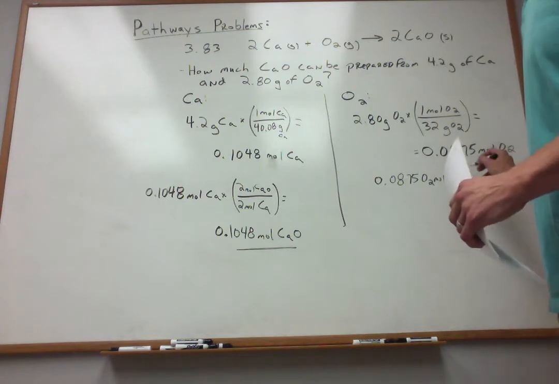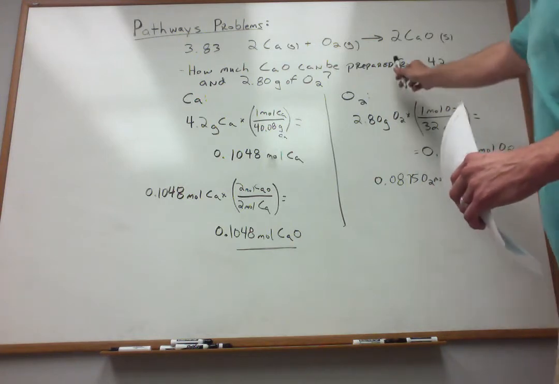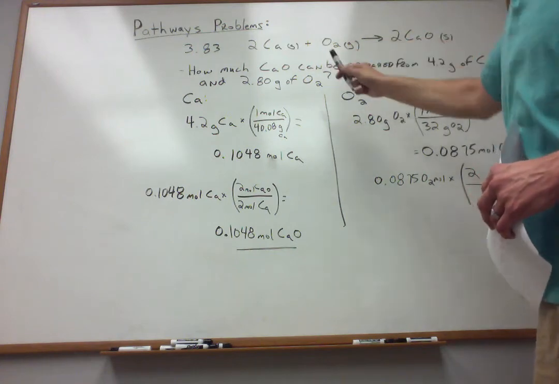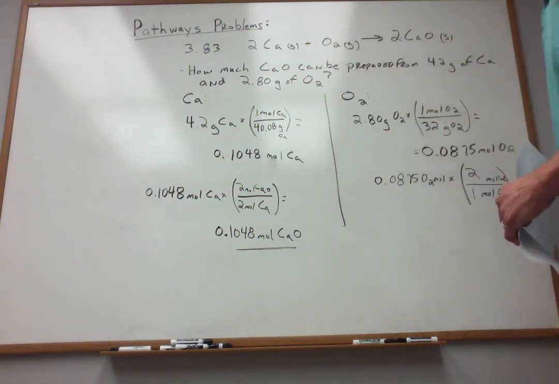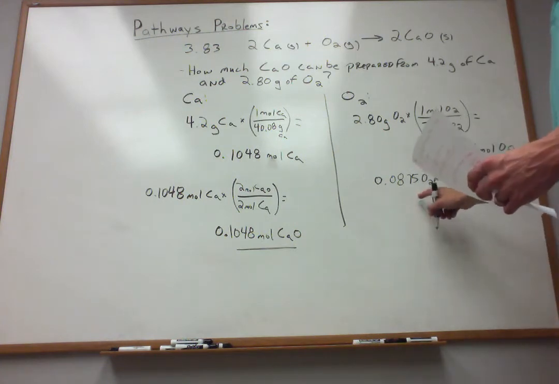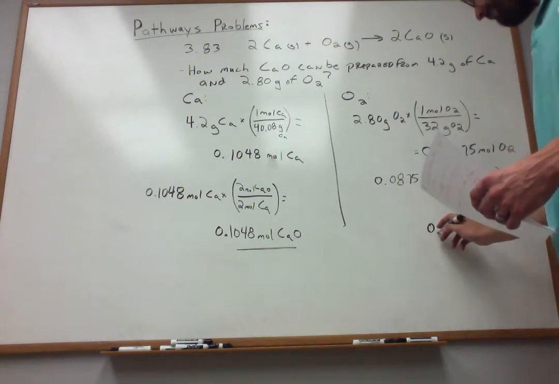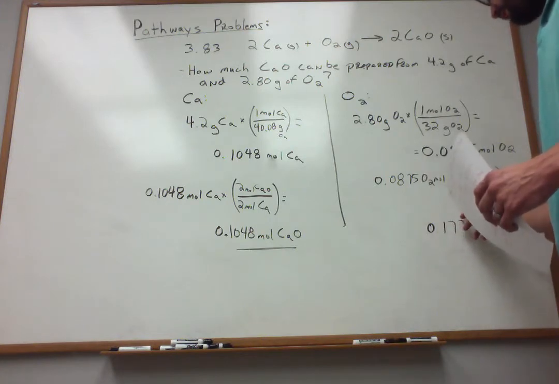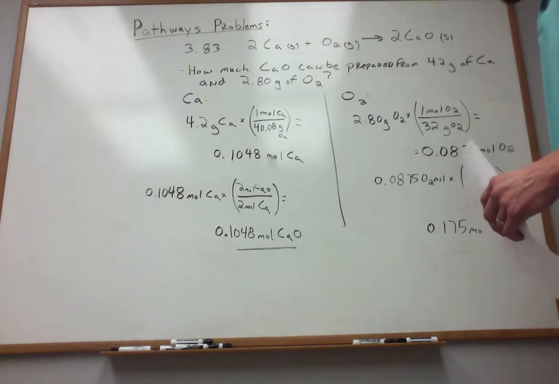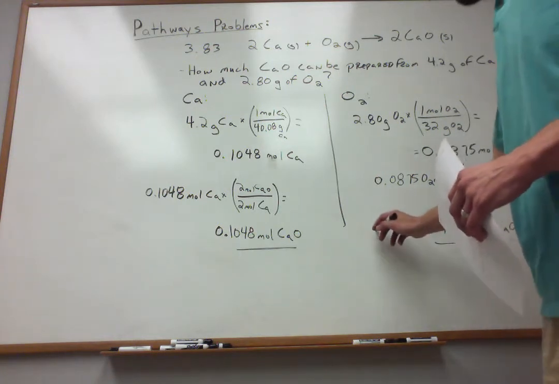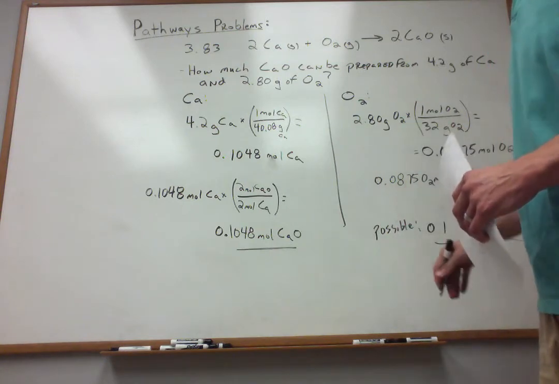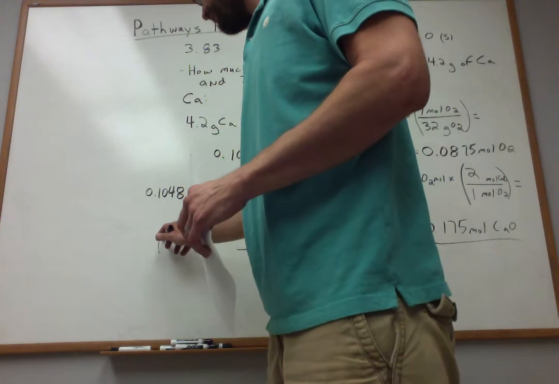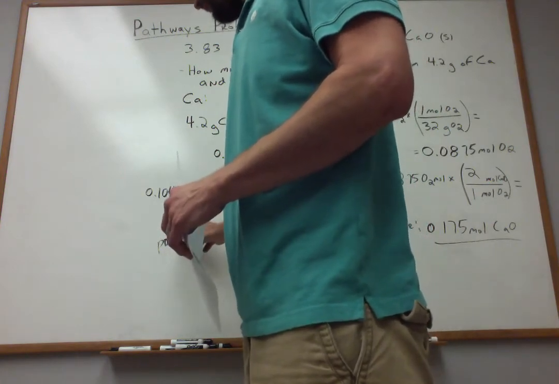The ratio is different here because the stoichiometry says I can make 2 moles of the product for every 1 mole of oxygen. Okay, so I actually have to double the number of moles. That results in 0.175 moles of CaO. So this is what's possible from my oxygen supply, and this is what's possible from my calcium supply.